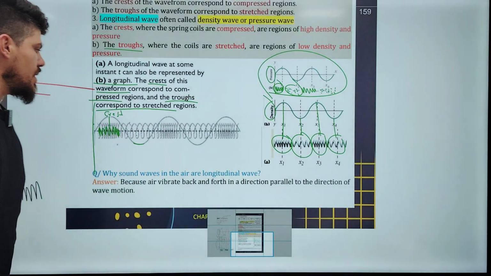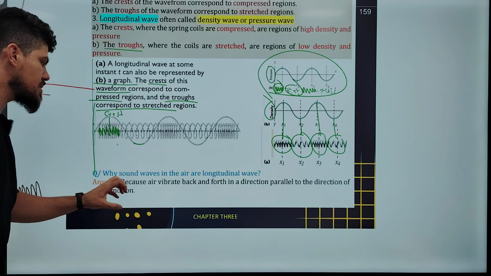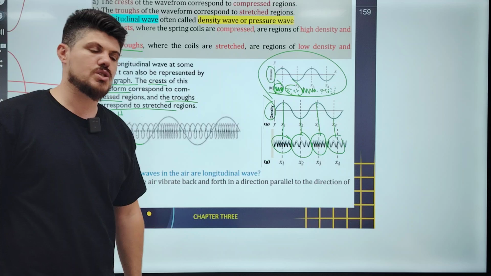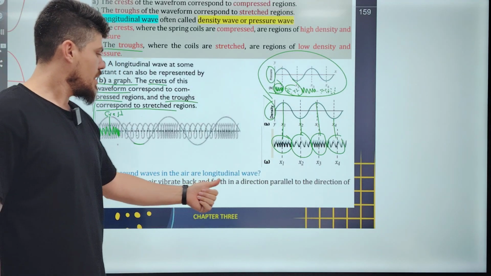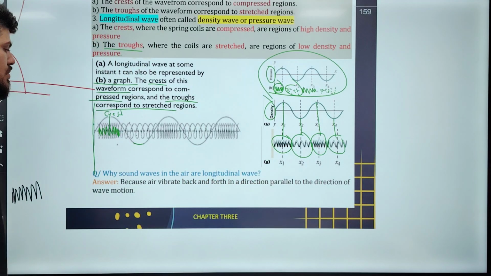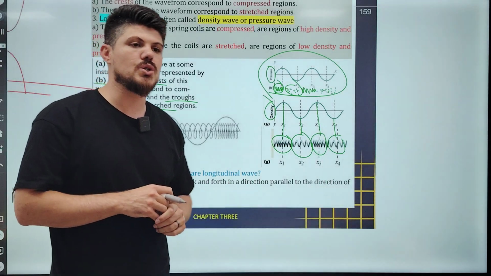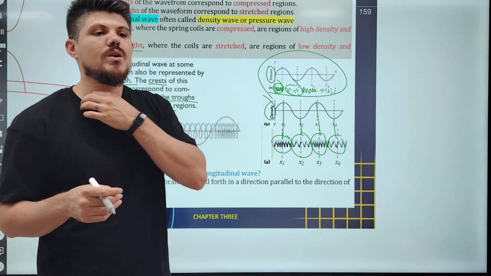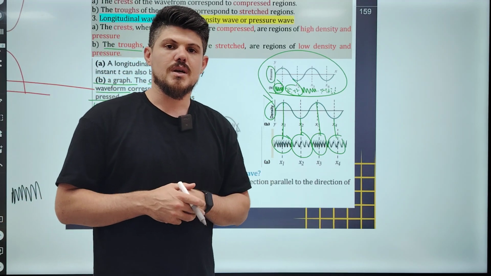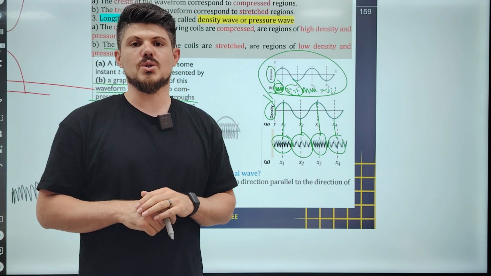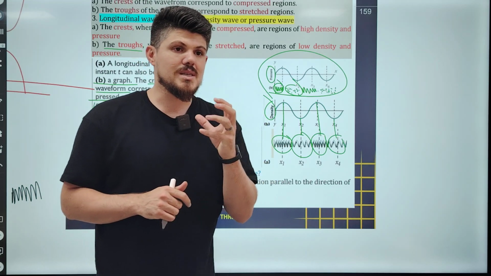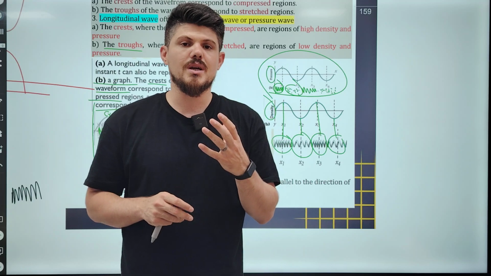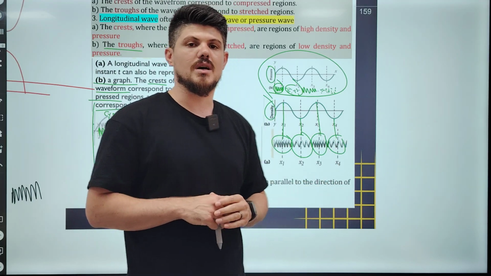Why are sound waves in the air longitudinal waves? Because air vibrates back and forth, in a direction parallel to the direction of the wave. So that is why the sound wave is a longitudinal wave. Sound wave is a mechanical wave. Is the sound wave a transverse wave or a longitudinal wave? Absolutely, the sound wave is a longitudinal wave. Why? Because the sound passes through the particles, so the particles in the sound vibrate parallel to the direction of the wave.